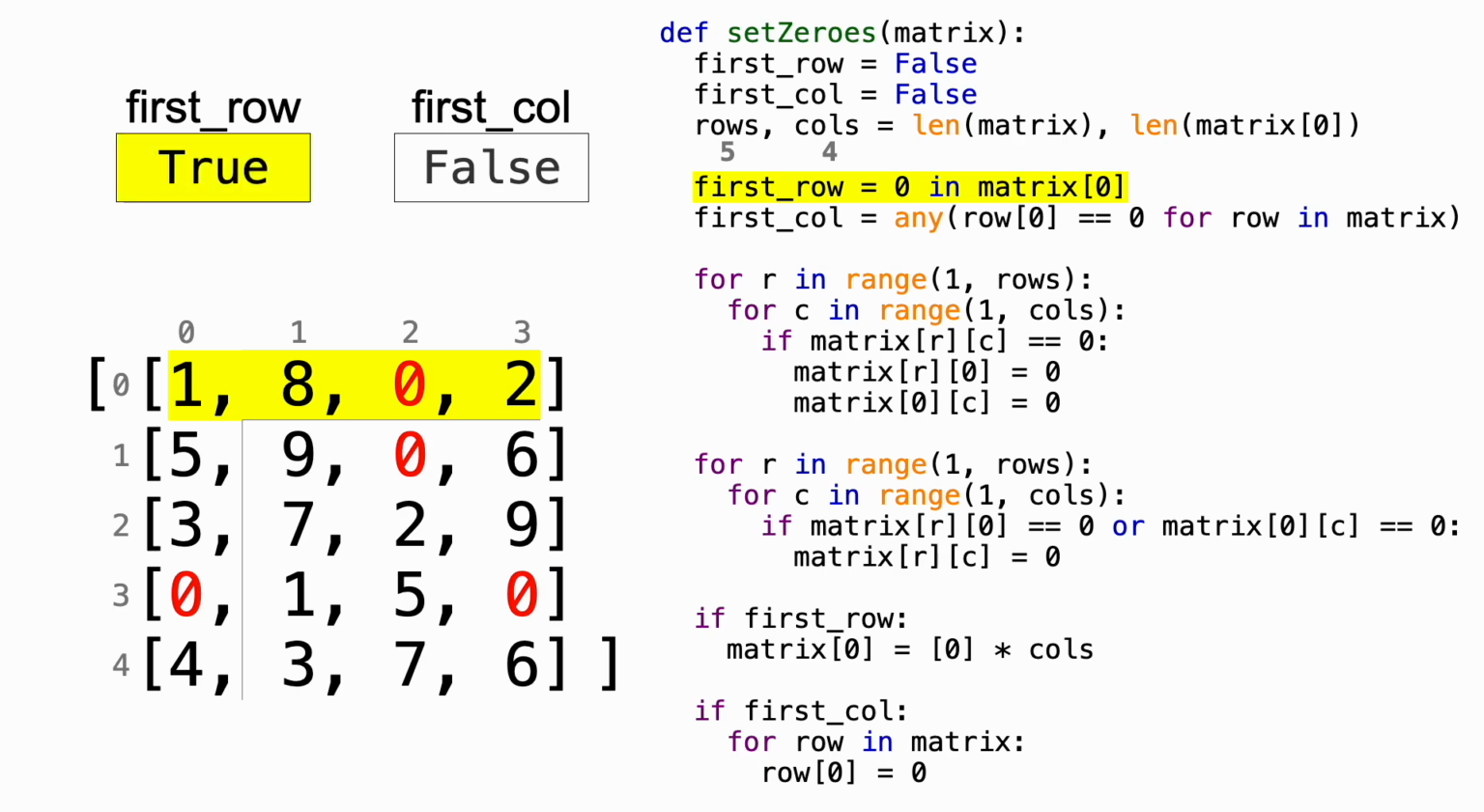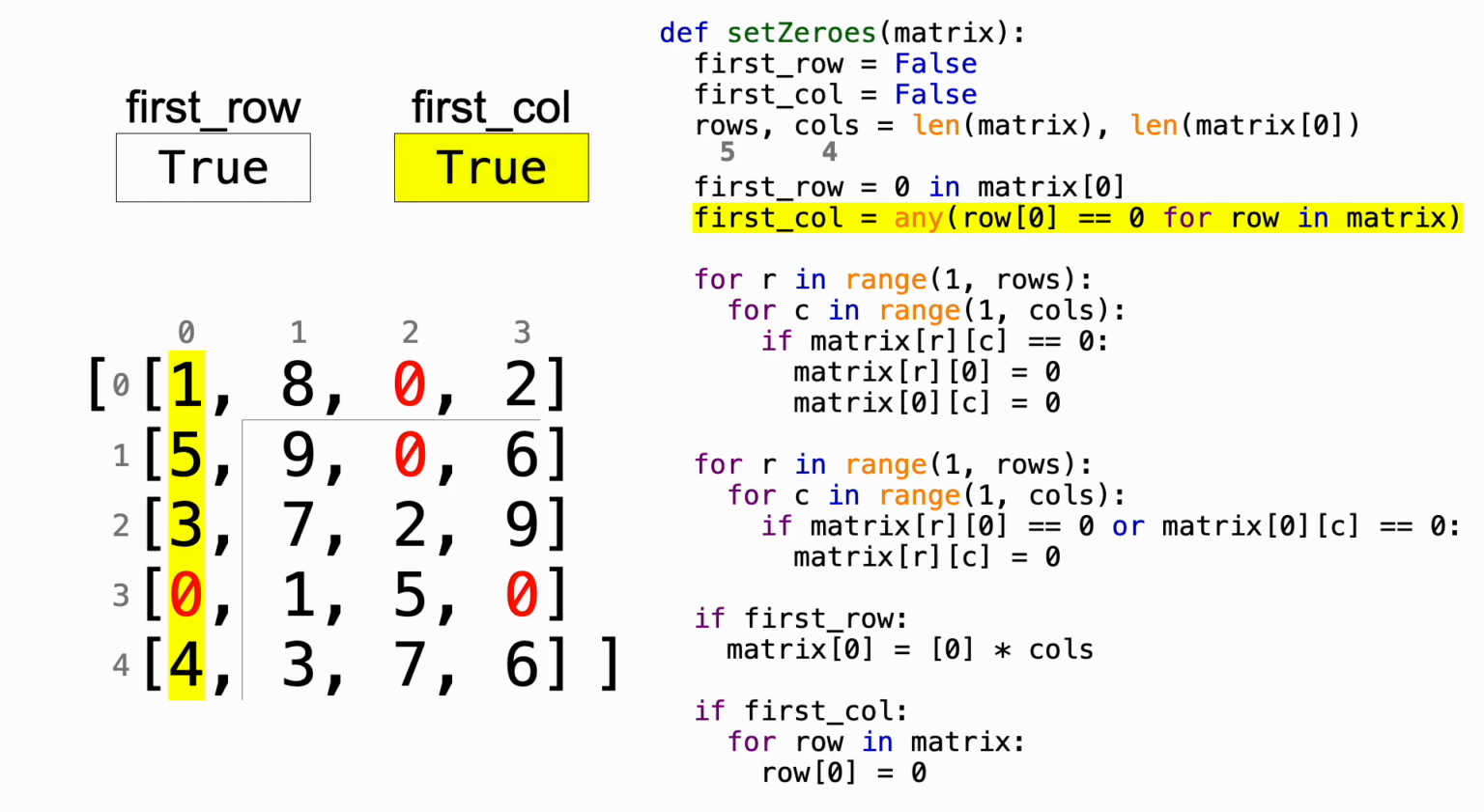For the first column, it's a little wordier, but let's break this down. For each row in the matrix, so that's each inner list, we're going to check whether the first element of that row is equal to 0. So in other words, we're checking the first column for zeros. Now when we combine this with the built-in any function, what this means is, if this condition is true for any of the rows in the matrix, then this function will return true. And if this condition is false for all the rows, then this will return false. So right now, we can see that there is a 0 in the first column, so first col will be set to true.